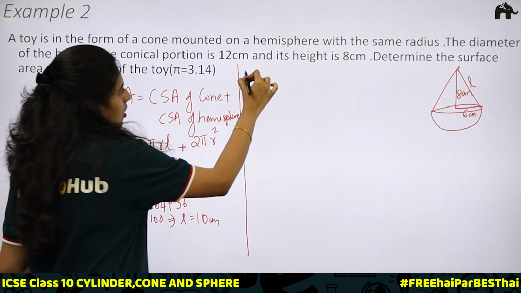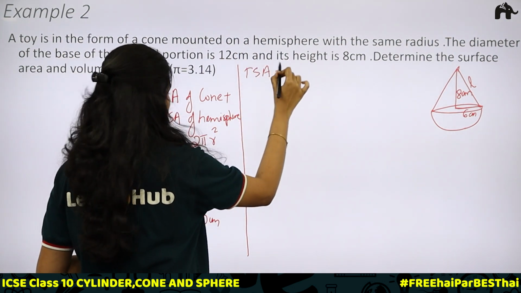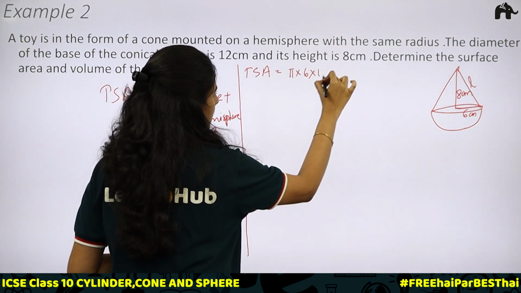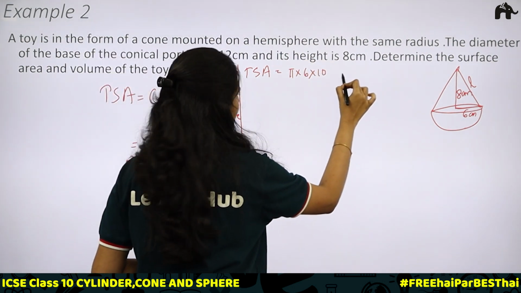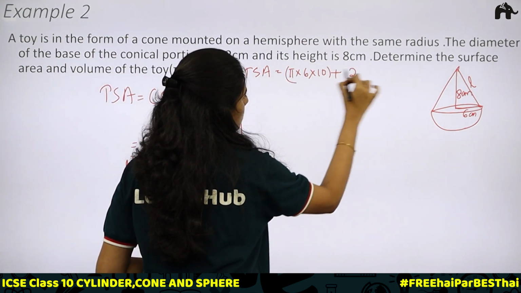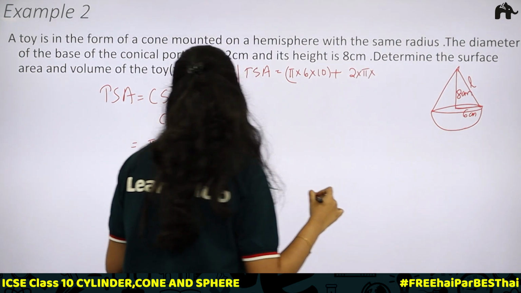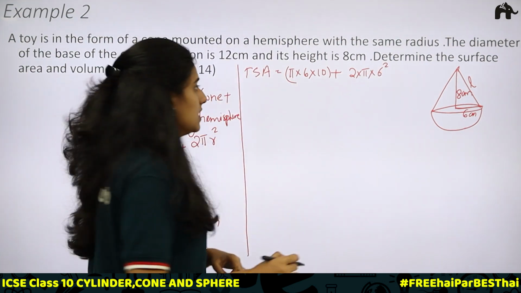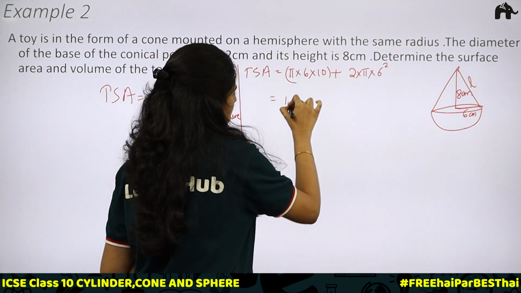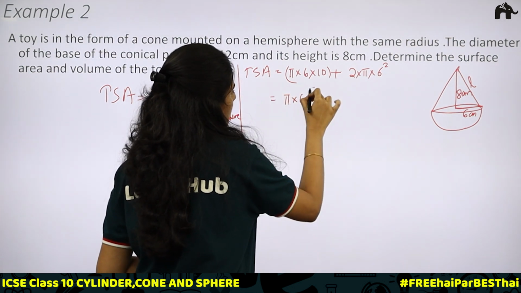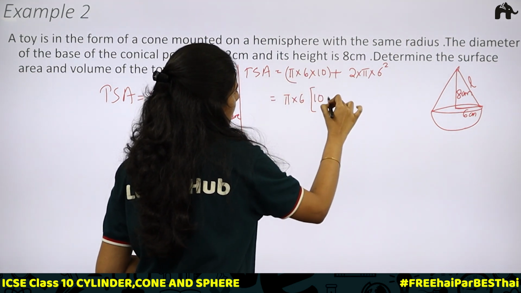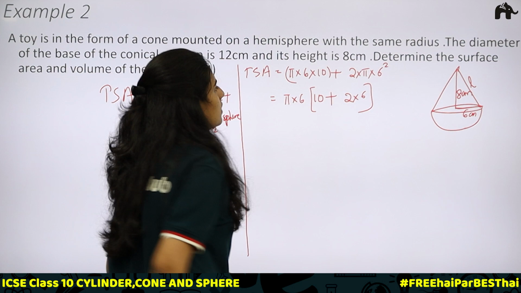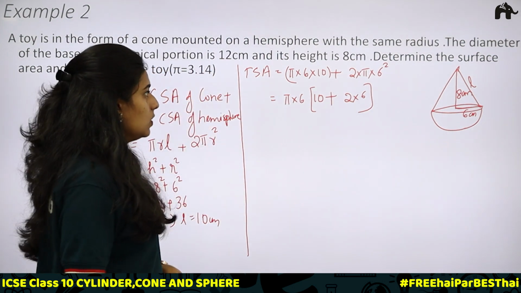Now put the value. Total surface area will be equal to pi r L, pi into 6 into 10, plus 2 pi r square, where r square is 6 square. From this we can take pi r outside, that is pi into 6 can be taken out. The remaining will be 10 plus 2 into 6.